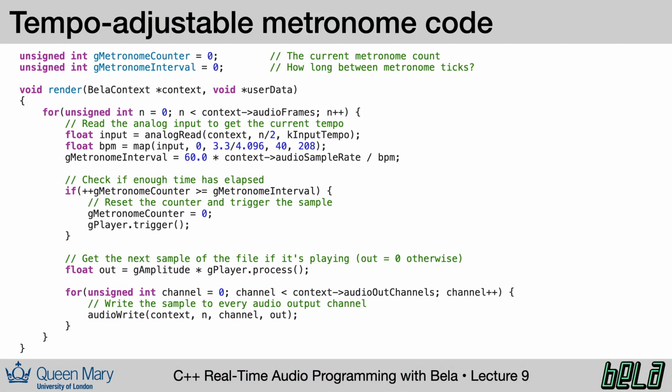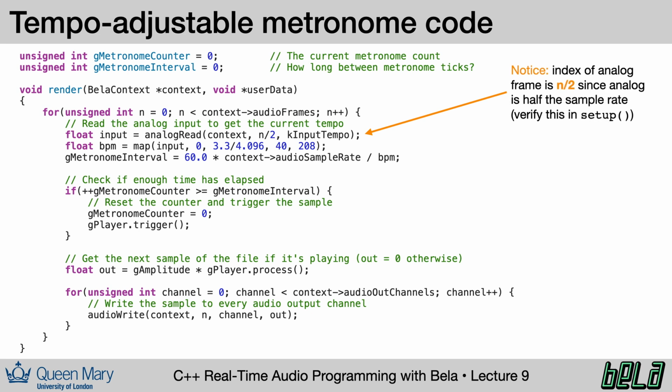Let's look at the core of the code first. Here's our analogRead function, which reads the input connected to the potentiometer. kInputTempo will be declared at the top of the file. Notice that analogRead reads frame n over 2. The reason for that is that the analog inputs have half the sample rate of the audio inputs by default on Bela. It's a good idea to have some code inside of setup to check that that's actually the case and potentially stop your program if the assumptions are violated.